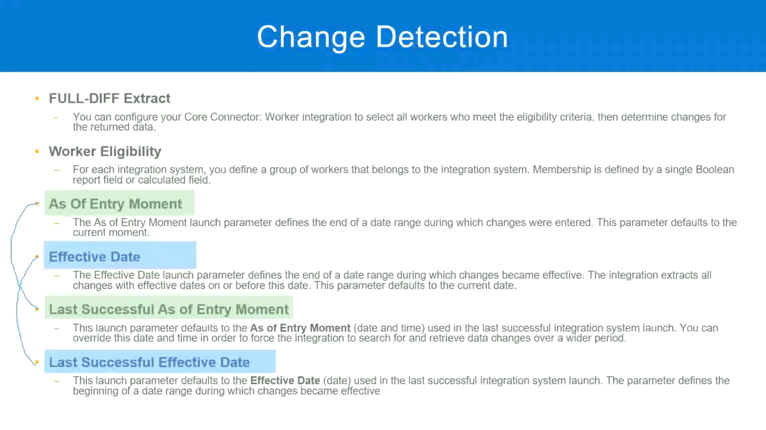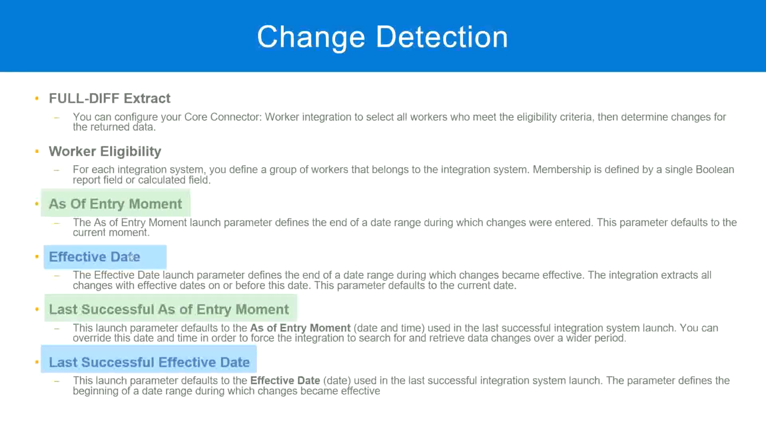So look at the description for the effective date parameter. It says, the effective date launch parameter defines the end of a date range during which the changes became effective. The effective date parameter tells you that it is the end of a date range during which changes became effective. Right. So we agreed that if it is a future effective date, it might not be included in the current run.